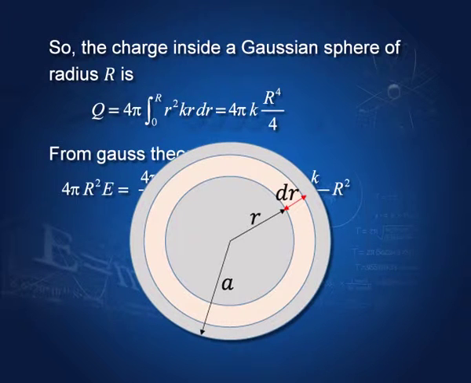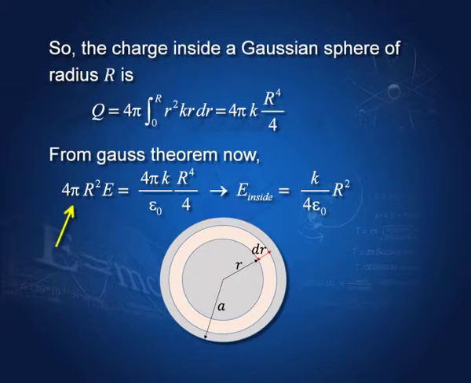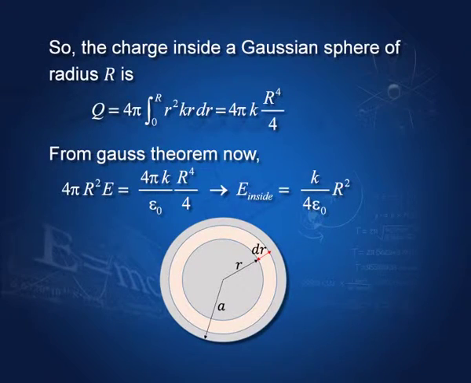And from Gauss theorem, since it is a spherical surface, the field is all radial, normal to the surface. So, 4 pi r squared E is equal to 4 pi k r 4 by 4 divided by epsilon 0, and therefore, E inside is, 4 pi gets cancelled and r squared and r 4 leaves only r squared. So, we get k by 4 epsilon 0 into r squared. So, the field inside is proportional to the square of the distance from the center.